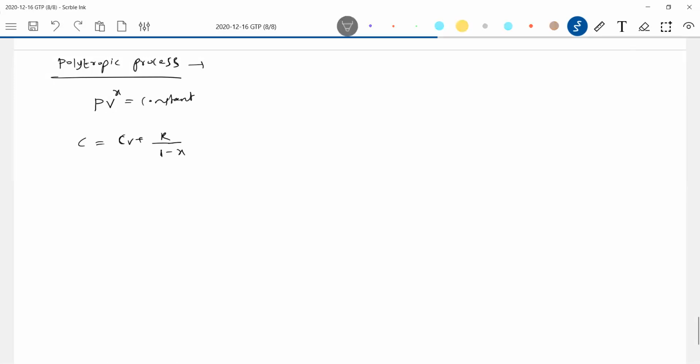PV to the power of X equal to constant. The molar capacity is given by R by X minus 1, or R by 1 minus X. I suggest you students, you must remember this, very, very, very important. Sir, what is the use of this? Whatever the molar capacity, directly put the value of X, it's over.